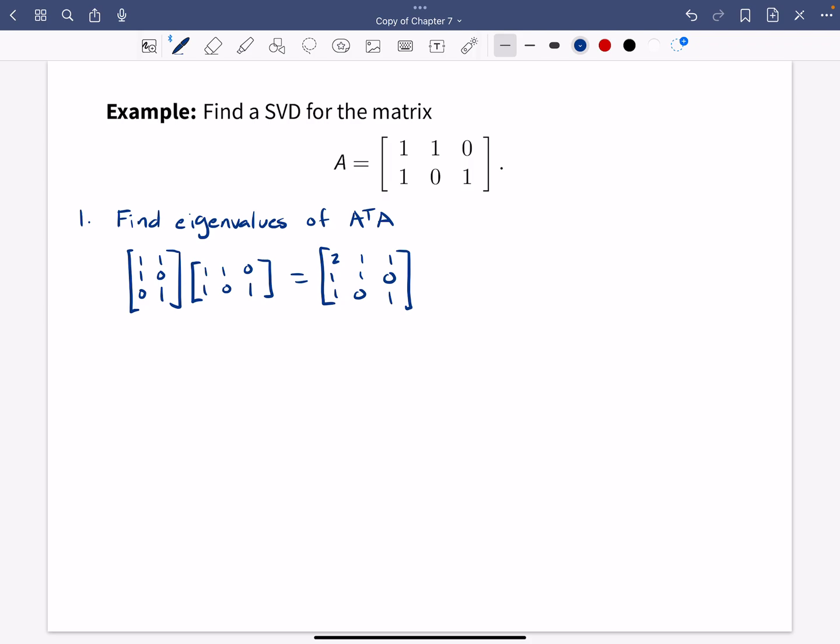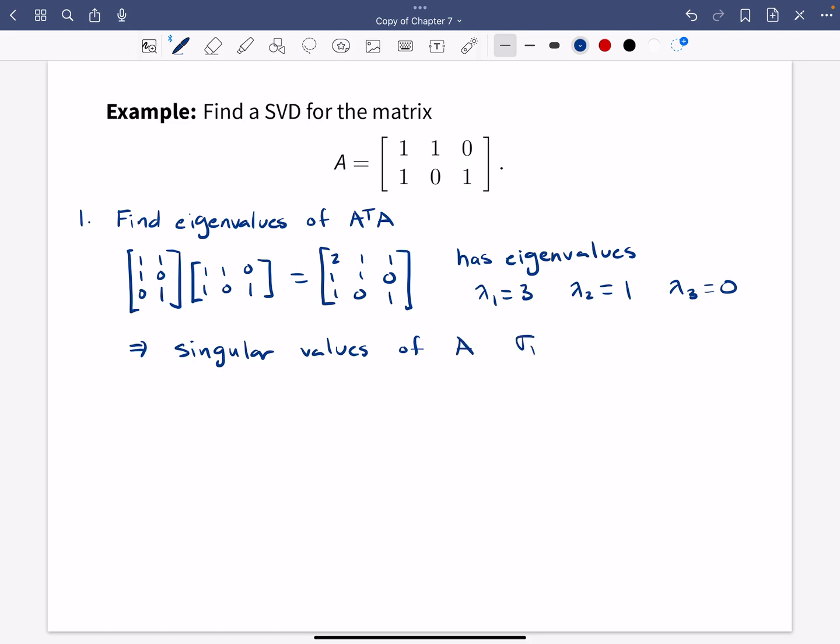And we computed the characteristic polynomial. We found the roots of the characteristic polynomial, and those roots were the eigenvalues, which are lambda 1, the biggest one, was 3, the next biggest was 1, and the next was 0. So that tells us that our singular values of A are sigma 1 equals square root of 3, sigma 2 is the square root of 1, which is 1, and sigma 3 is the square root of 0, which is 0.